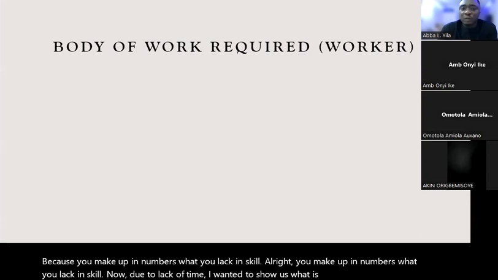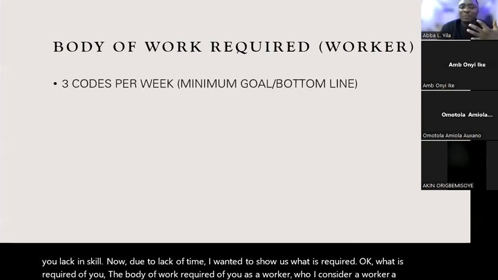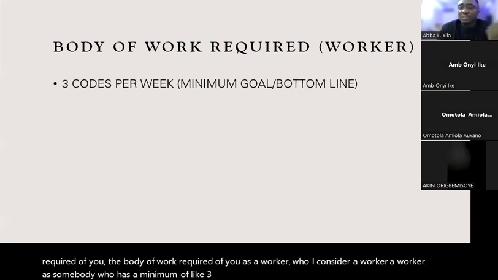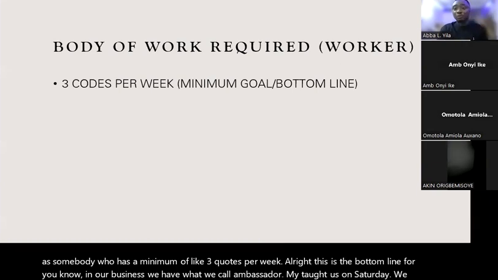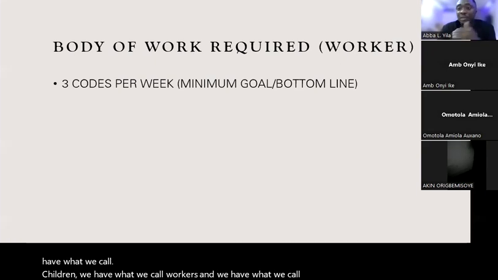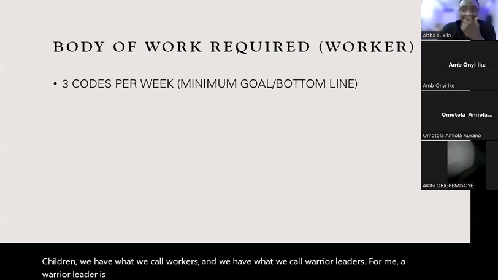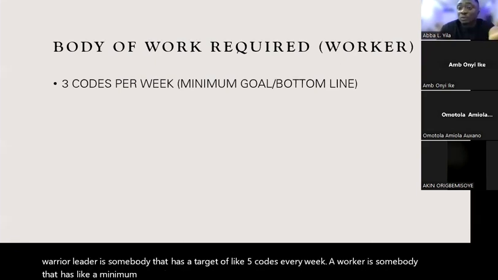What is required of you, the body of work required of you as a worker, who I consider a worker. A worker is somebody who has a minimum of like 3 codes per week. This is the bottom line. In our business, Ambassador Mike taught us on Saturday, we have what we call children, we have what we call workers, and we have what we call warrior leaders. For me, a warrior leader is somebody that has a target of like 5 codes every week. A worker is somebody that has a minimum code target of 3 codes every week.